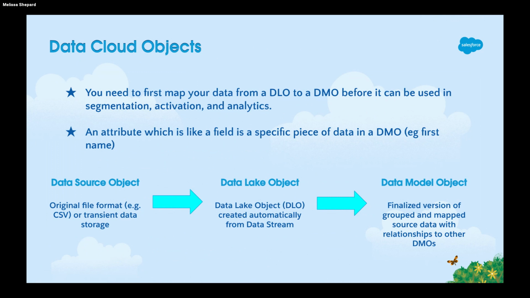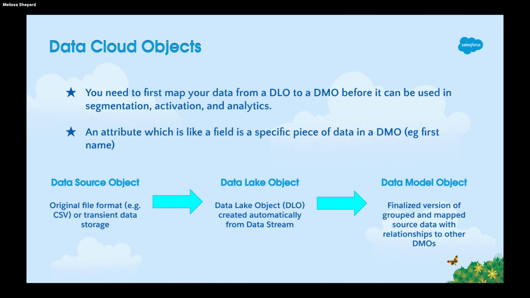So with the data mapping, there's 3 different types of Data Cloud objects you need to think about. So you're going to first map your data from a data lake object to a data model object before it can even be used in things like segmentation, activation, and analytics, and whatever else you're going to do with it.